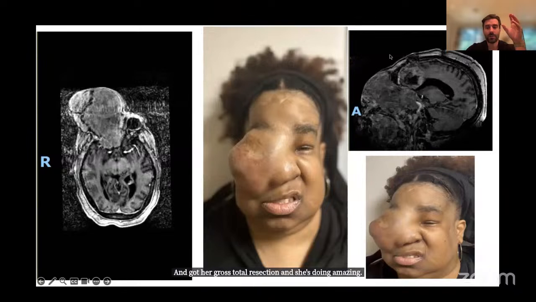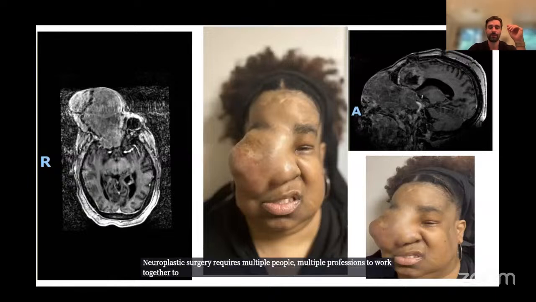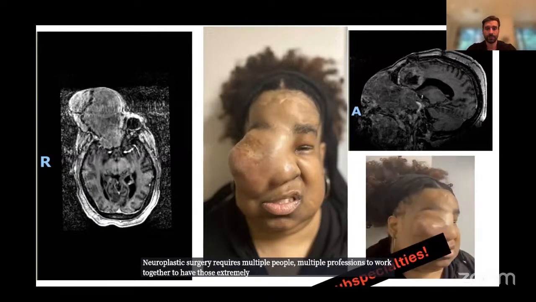Why do I show this? Because this is where multiple specialties come into play. As you can see, this involves the brain, the scalp, the bone, the facial structure, the nose, cavernous sinus. It's not a one-man show. Neuroplastic surgery requires multiple people, multiple professions to work together for those extremely hard cases.